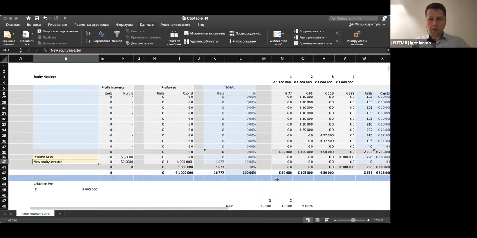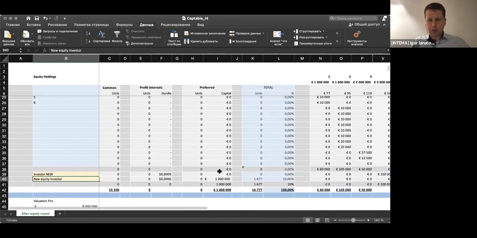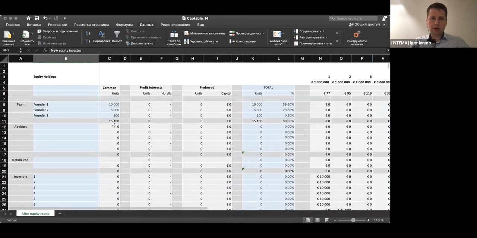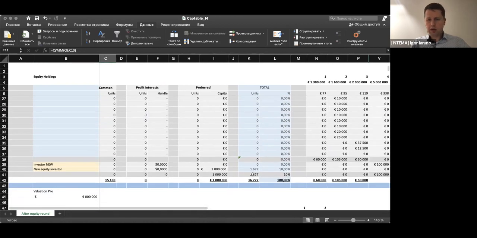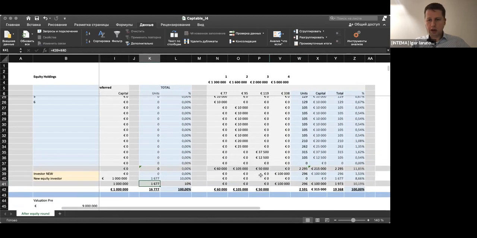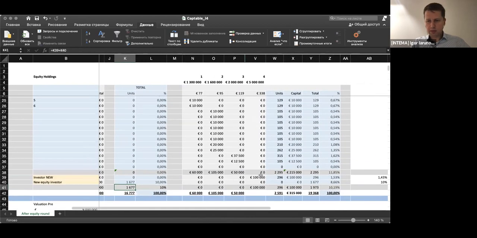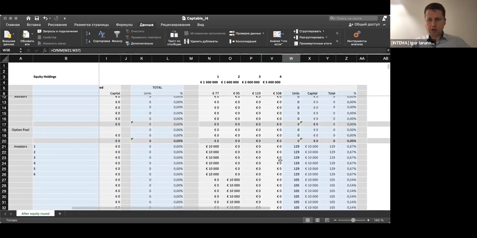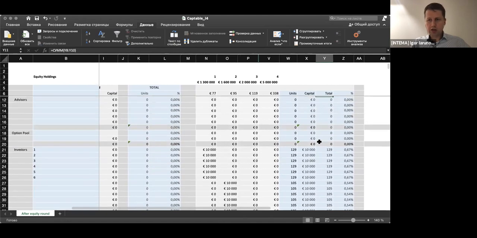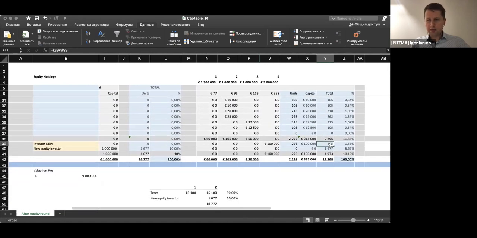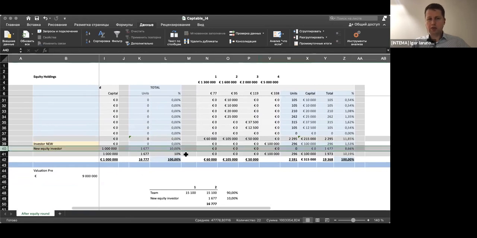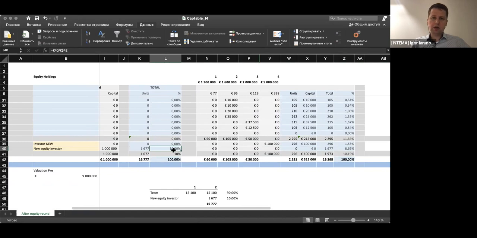So what did we have before? Before we had these shares and these shares. Now we have new shares, 2,000 of new shares. We have old shares, we have newly issued shares, and we have the shares of our new equity investor. So here he holds 10%, and after all the dilution, he holds 8.66.